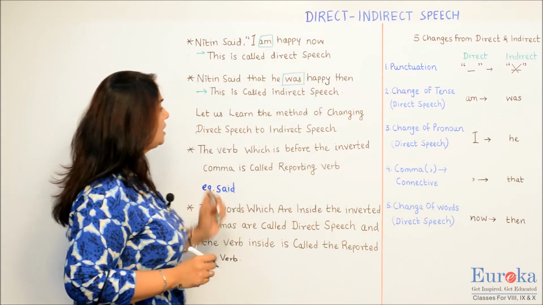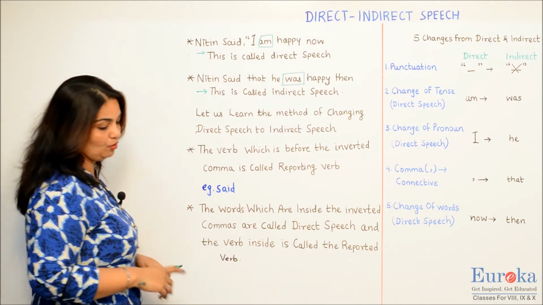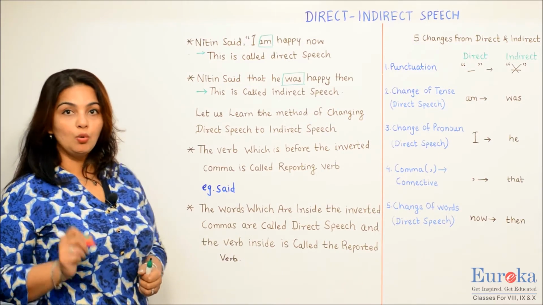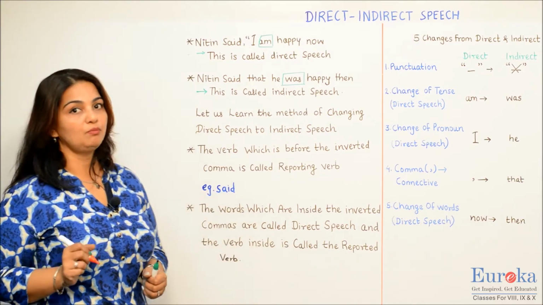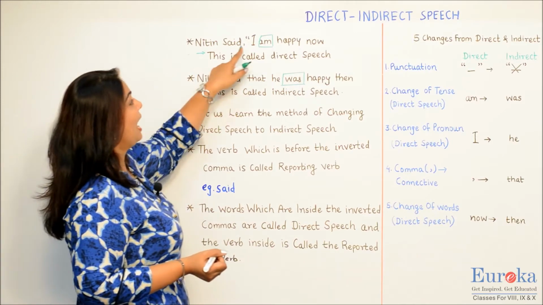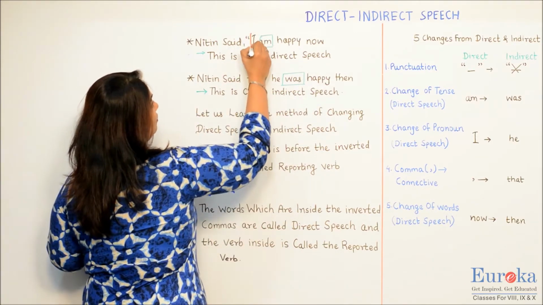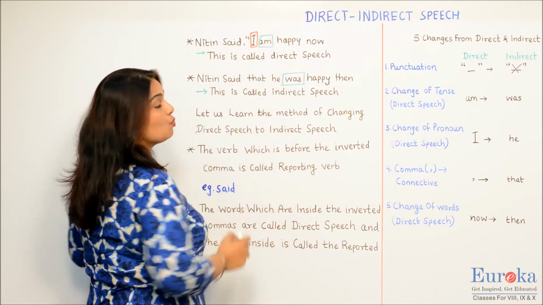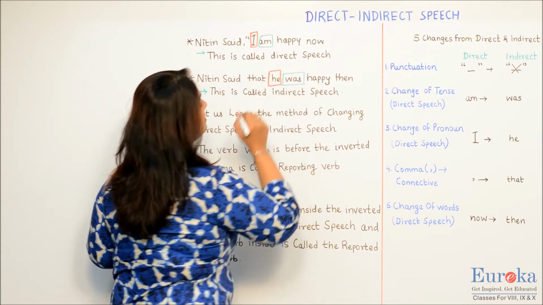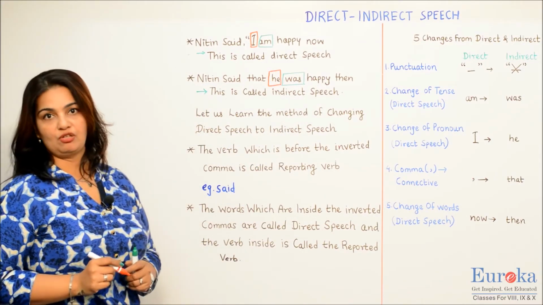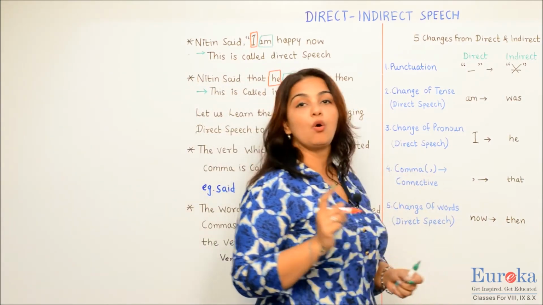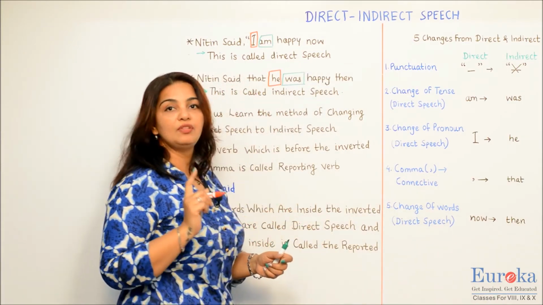Now, let's see the third change. That is the change of the pronoun. Let's look at the sentence again. The pronoun will always change according to the gender of the subject. So in this sentence, Nitin is a boy. So "I am happy." I is a pronoun over here which will be changed to he when we change this sentence into an indirect speech. So please remember, students, the change of your pronoun will always depend on the gender of the subject.